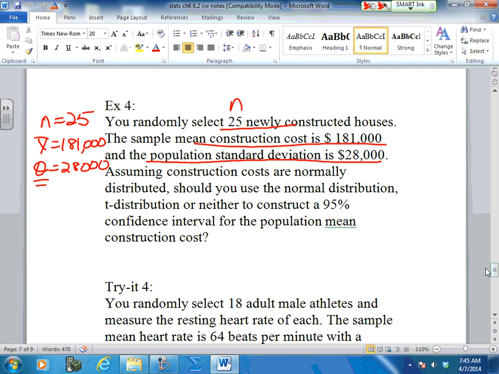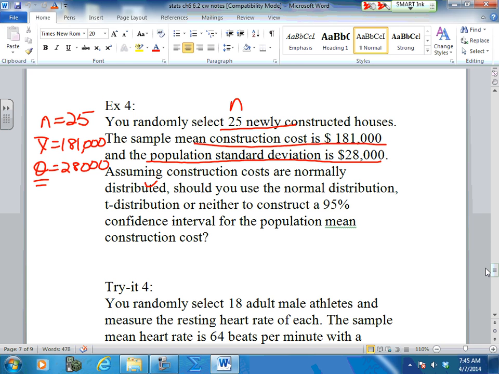This is my population. Assuming that these are normally distributed, should you use the normal distribution, the t-distribution, or neither? Now, you're going to have to follow your flow chart with this. So follow your flow chart. Is this n greater than or equal to 30? No. So we come down.